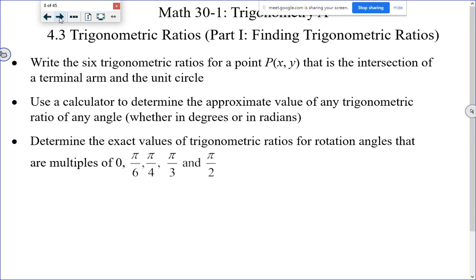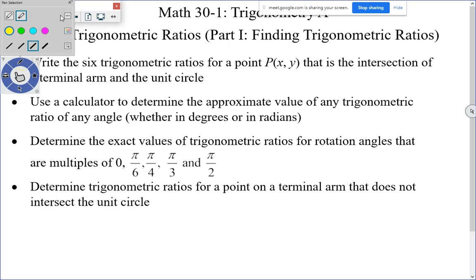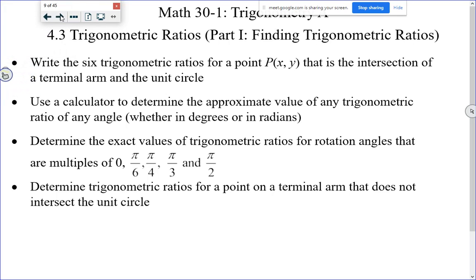We're going to be determining exact values of trigonometric ratios for rotation angles that are identified on that unit circle. And we already know how to do this, but we're just going to practice a bit more. Determine the trigonometric ratios for a point if it's not on the unit circle. So the very first bullet here, determining the trigonometric ratios of a point on the unit circle, is identical to the fourth bullet here. It's just that these points would be not on the unit circle.